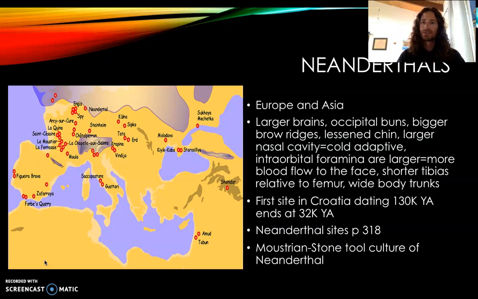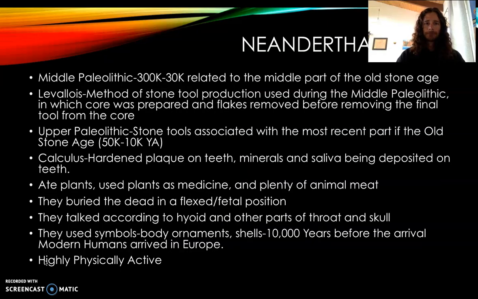Mousterian is the type of stone tools that Neanderthals and archaic Homo sapiens used. So Mousterian is also a hint here. Let's see. So Neanderthals in the Middle Paleolithic, 300,000 to 30,000. By the way, 30,000 years ago is essentially when we find the last pure-blooded Neanderthal. And this would have been the middle part of the Old Stone Age.